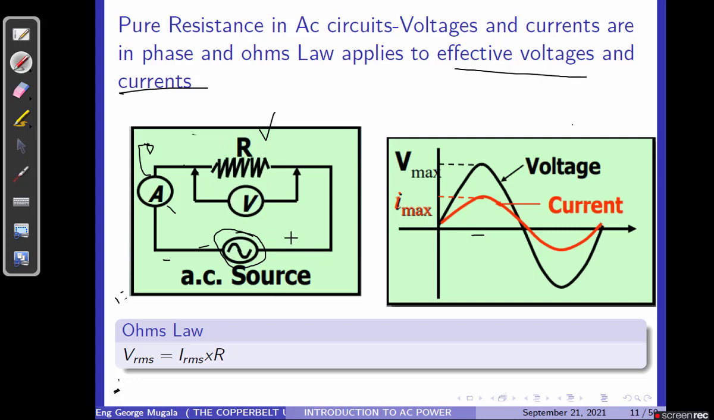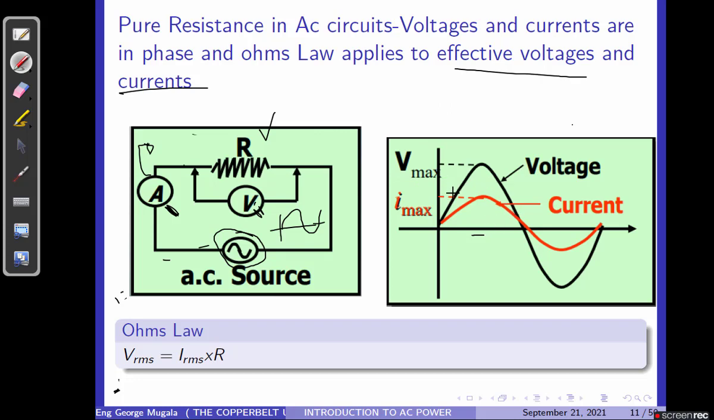And I'm having an AC source. So now the question that comes is, if I have an ammeter here and a voltmeter here, and what I'm having is a sinusoidal source, a generator that is changing with time, what values do I record on the ammeter and what value do I record on the voltmeter? What value? Because these things are changing with time.